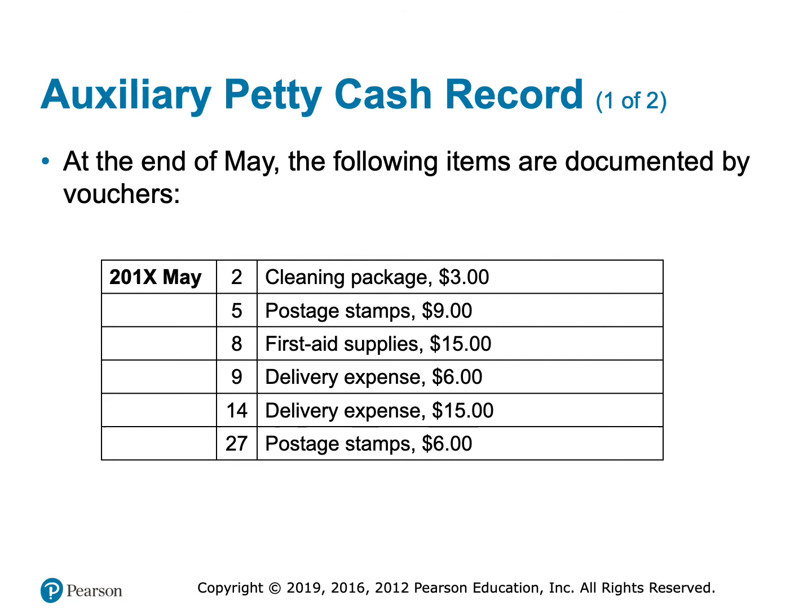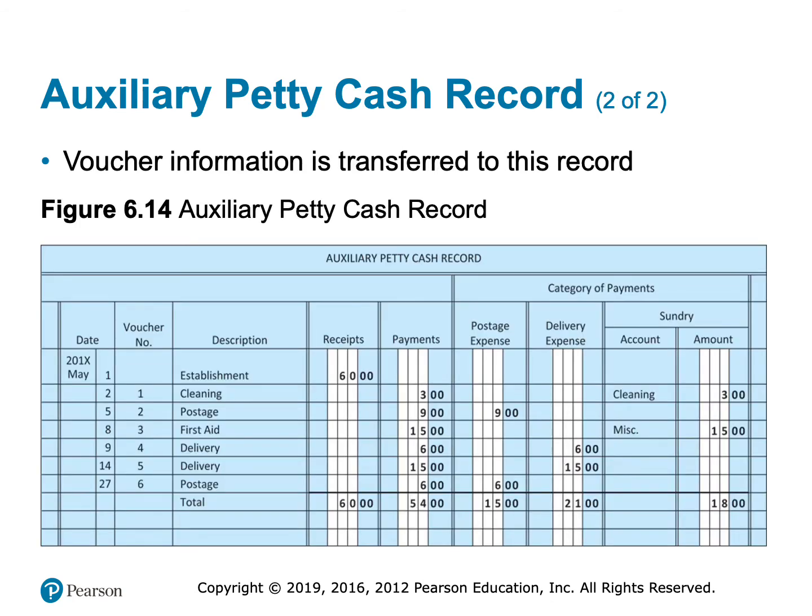So at the end of the month, usually, we're going to take all of those vouchers to the accountant or the bookkeeper, and the accountant or the bookkeeper will do the journal entries to record those in our books and then replenish the petty cash fund. So here we can see at the end of May, we had used petty cash for cleaning, for postage stamps, for some first aid supplies, for some delivery expenses, maybe those were tips we gave in cash, and then again, more postage stamps. So here's our record where you can see we've recorded these in our petty cash account.